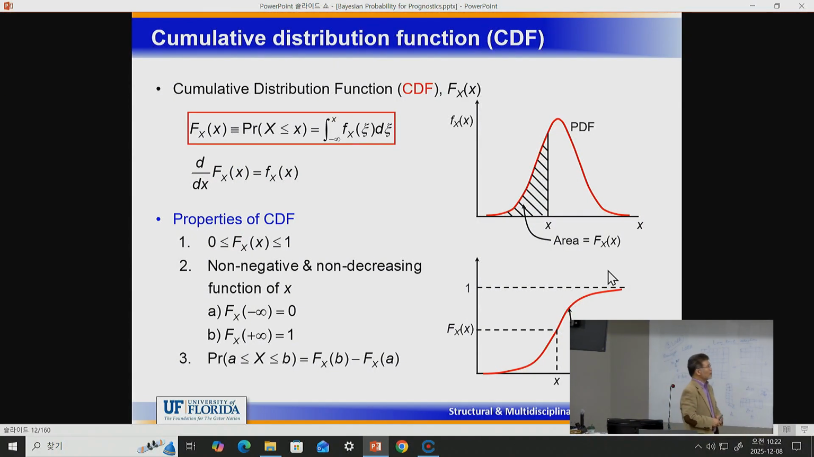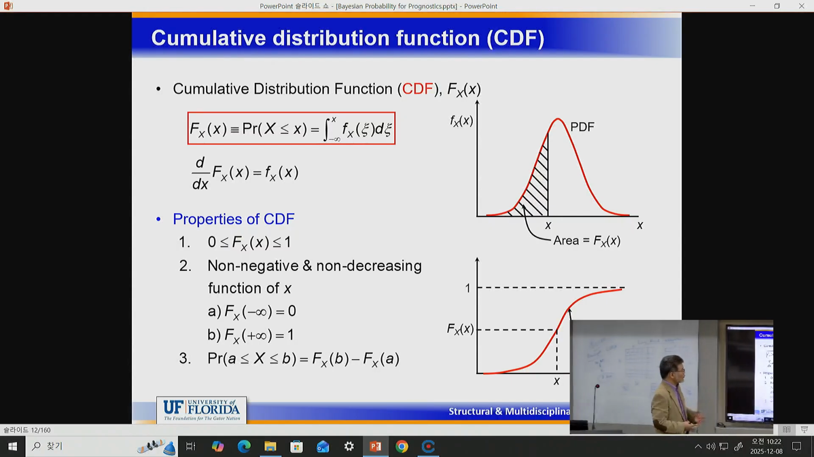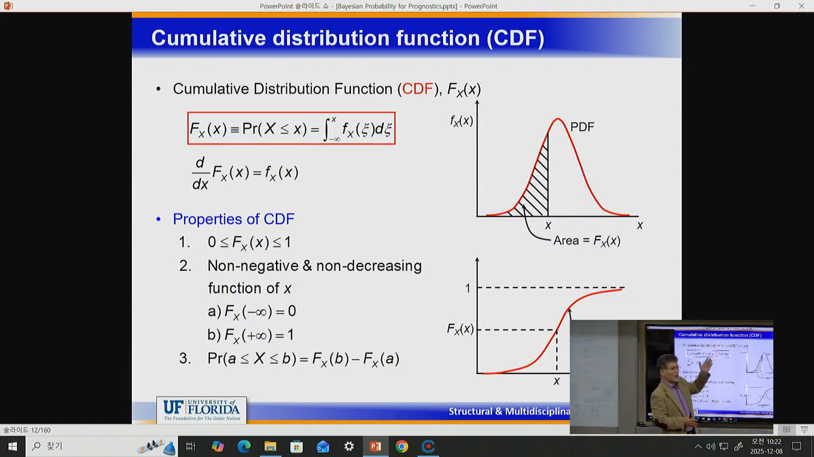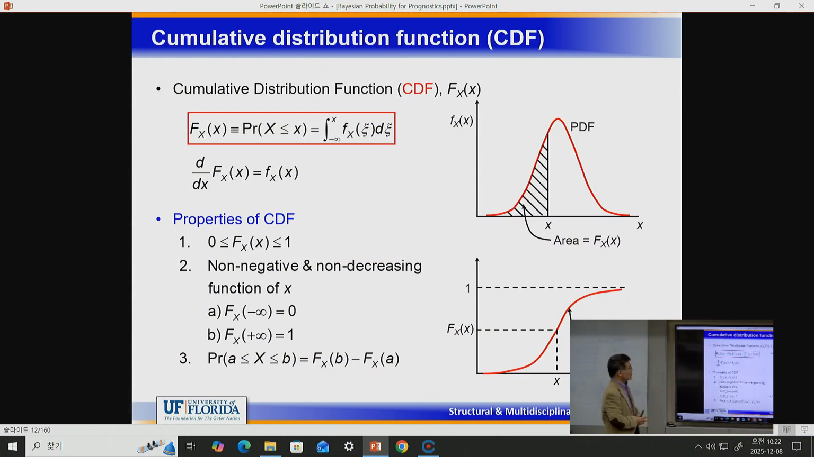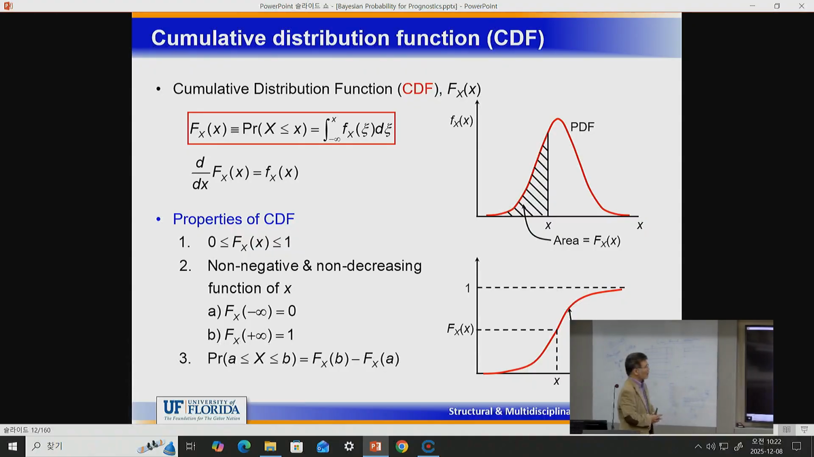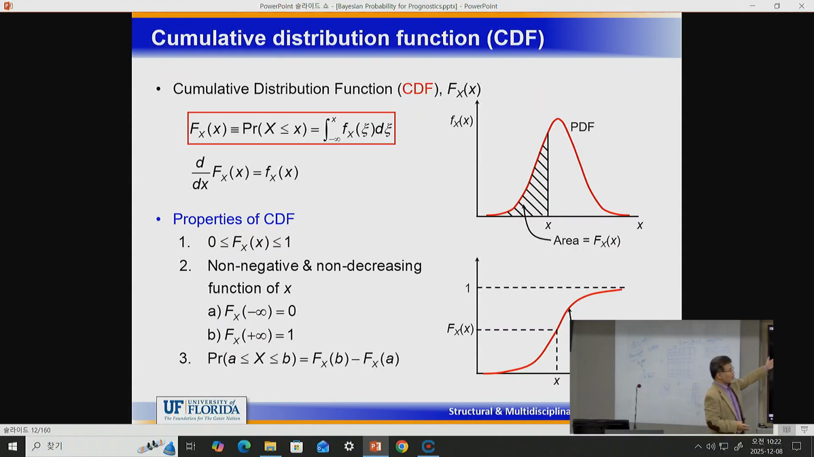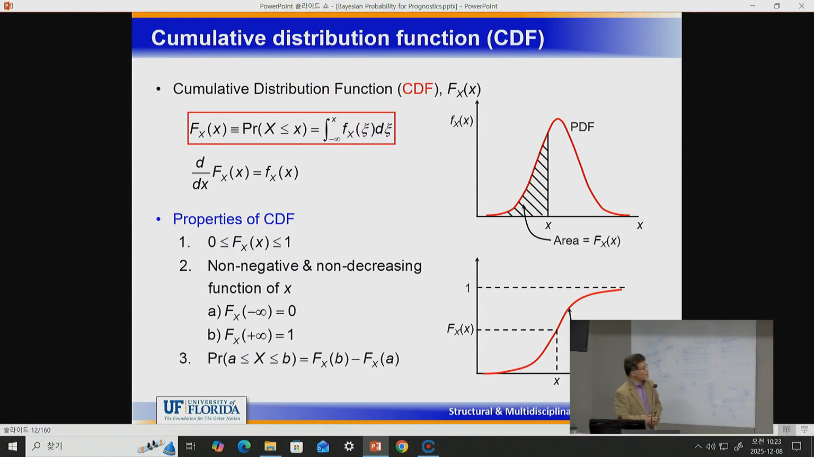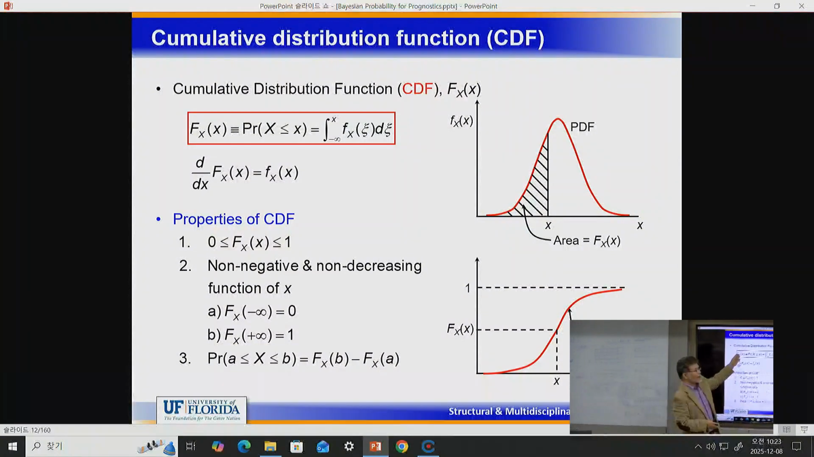CDF, cumulative distribution function, is actually the integral of your PDF function from negative infinity to a current point x. Okay, so c is the dummy variable, your variable is x. So I use the capital letter F, subscript X, meaning it's a random variable X. The lowercase x is a value of the random variable. Statisticians say it's a realization of X, but the capital X is your random variable, and lowercase x is a value.